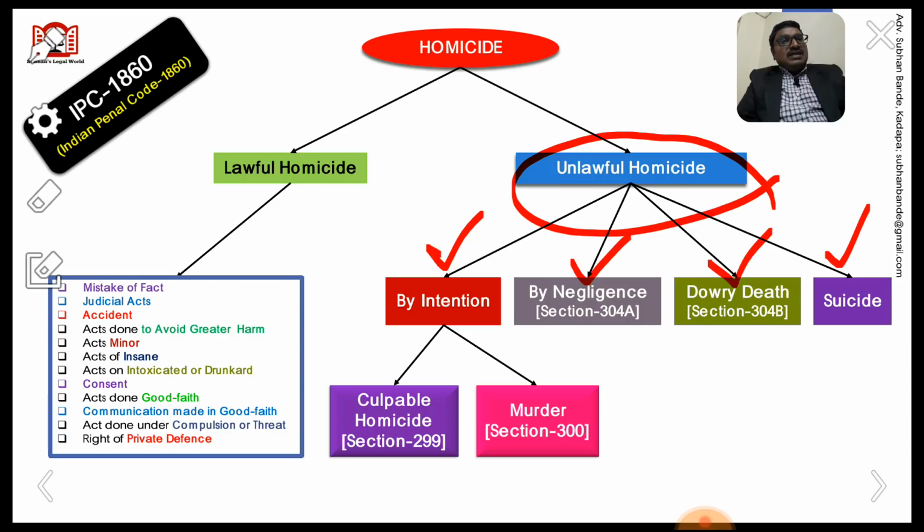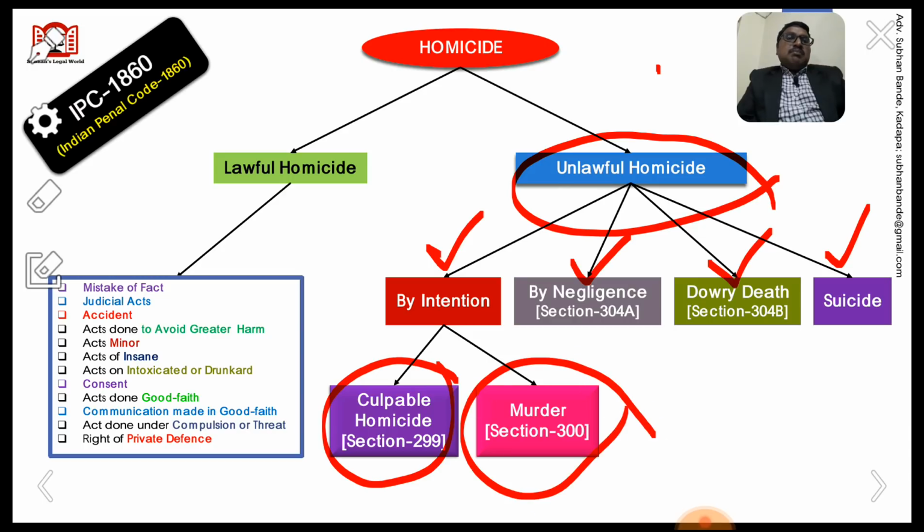If a person rashly, without taking proper care and negligently, causes the death of another human being, it becomes causing death by negligence, or unlawful homicide by negligence. If a person with intention causes the death of another human being, it becomes unlawful homicide by intention. The unlawful homicide by intention may be a culpable homicide or murder. These two concepts, culpable homicide and murder, are explained under section 299 and section 300 of the Indian Penal Code.